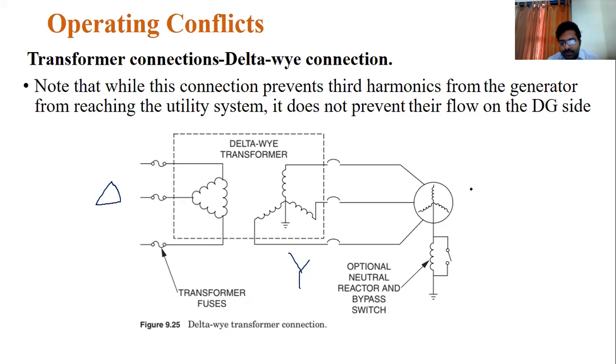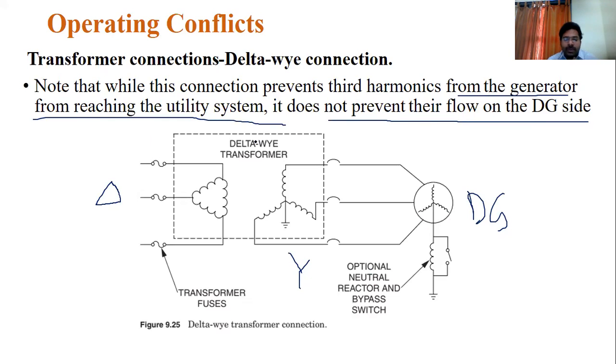So now we'll see this. In this diagram, they use DG as a generator. To prevent third order harmonics from the generator, which it does not prevent, the flow to the DG side. So this is the delta to Y connection type of transformer. You can see this is the delta connected to the feeder side. This is the star connected to the generator. It's a DG.